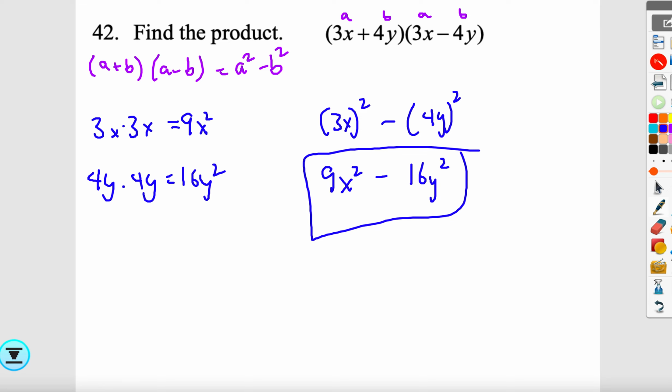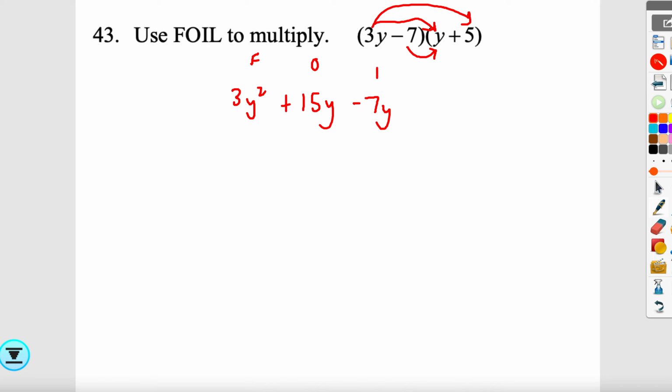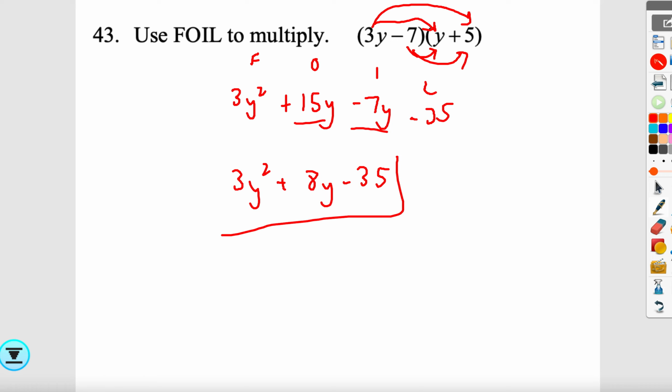Let's keep going. Number 43, use FOIL to multiply, which is just the same concept I've been doing with the arrows. 3y times y is 3y squared. 3y times 5 is 15y. This is the F, and this is the O, and then the I. Negative 7y. And then last is negative 35, which is the L. These are like terms here, so then we get 3y squared plus 8y minus 35. And we're done.